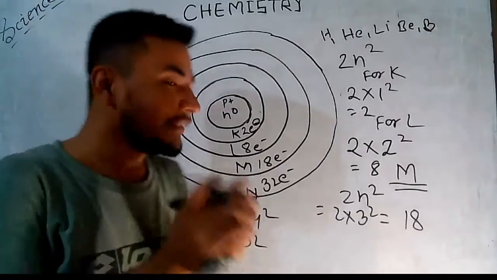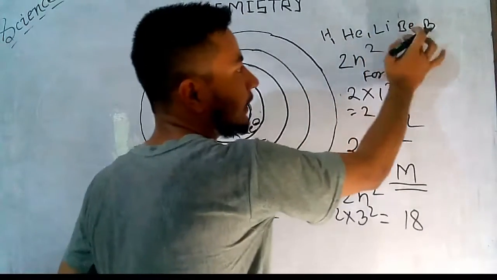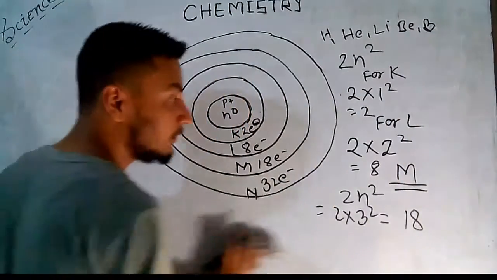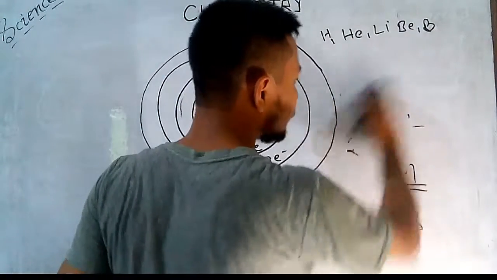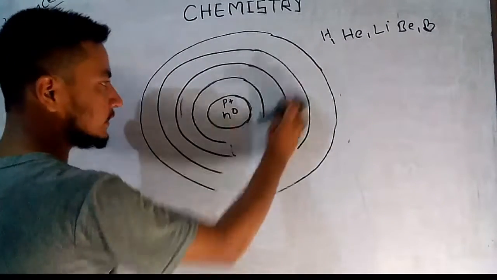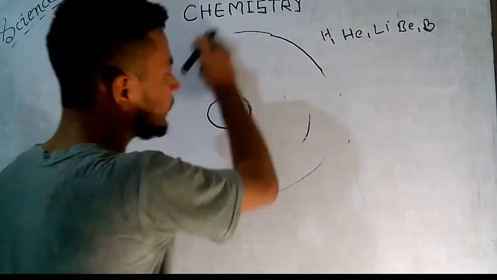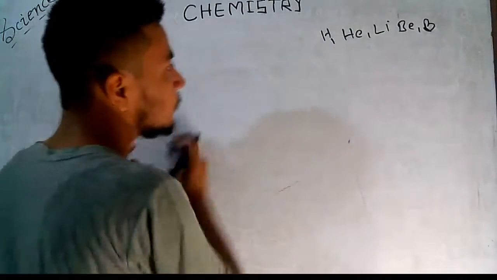Now we have to find the atomic structure of some elements like hydrogen, helium, lithium, beryllium and boron, and then we find the valency. So let's draw the atomic structure of some elements. So this is the nucleus.